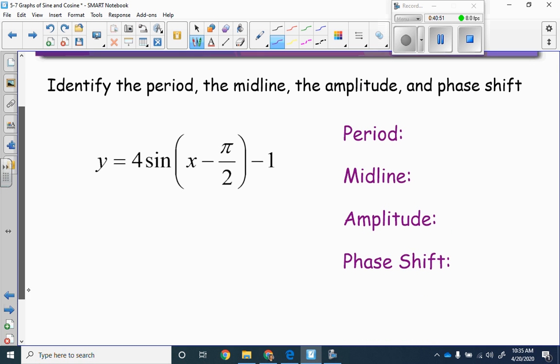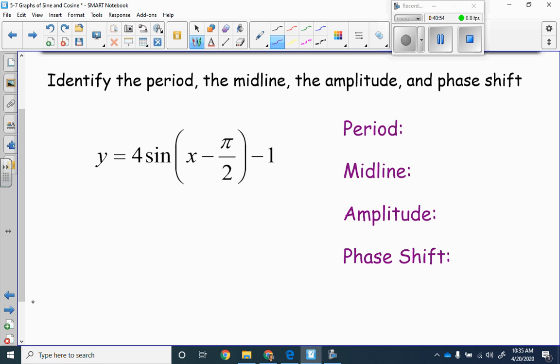Alright, so what I'd like you to try and do here is, can you try and hit pause, and see if you can do this one on your own. So go ahead and hit pause.